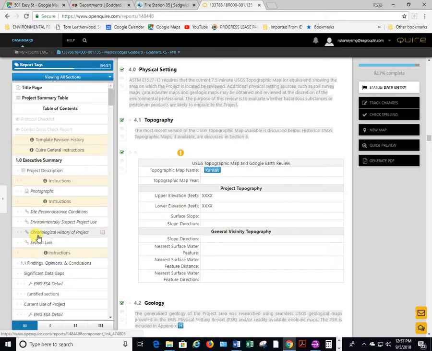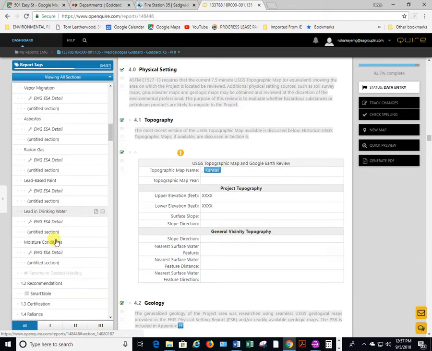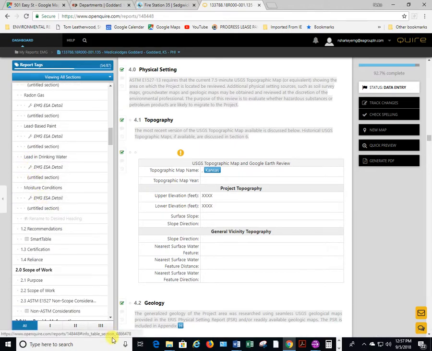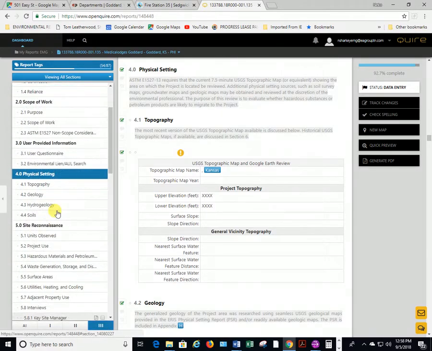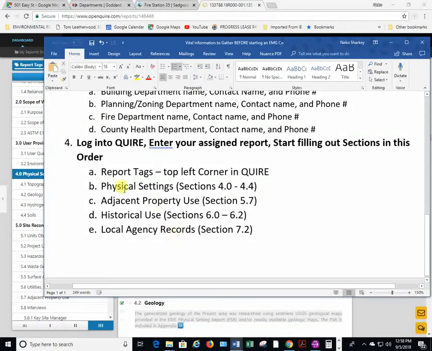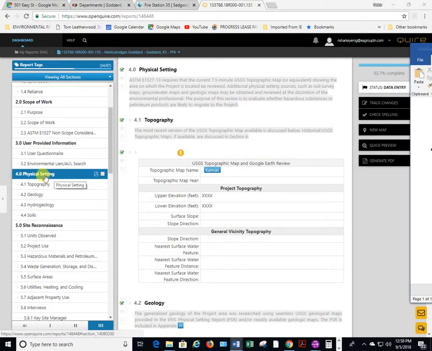Me personally, because I want to make sure I didn't miss anything as the reviewer of these, I have every single section highlighted. But for you, since you know there are only specific areas you need to work within, you probably can go to number three. This third one over here is probably the best setting for you, because you can actually see we said we're going to do sections 4.0 through 4.4, and that's exactly what this shows. You see that physical setting 4.1 through 4.4.